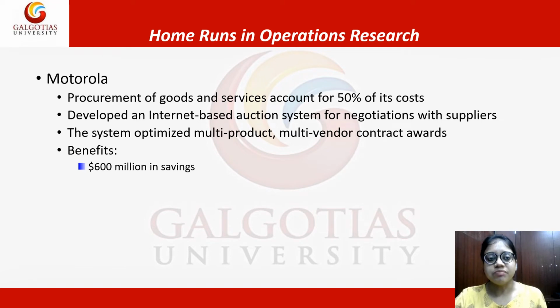The first example is of Motorola. It has procurement of goods and services accounting for 50% of its cost. It has developed an internet-based auction system for negotiations with suppliers. The system optimized multi-product, multi-vendor contract awards. The benefits are $600 million in savings.